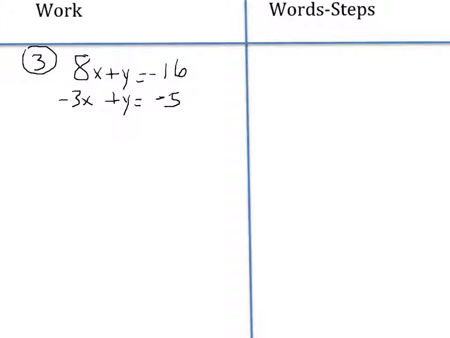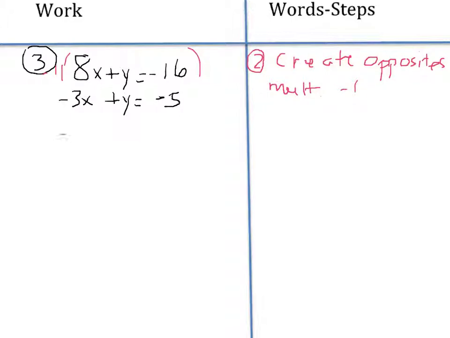is to create opposites. I'm going to do that by multiplying through by -1 in the top equation. When I multiply through by that -1, that's going to be -8x minus y equals +16.